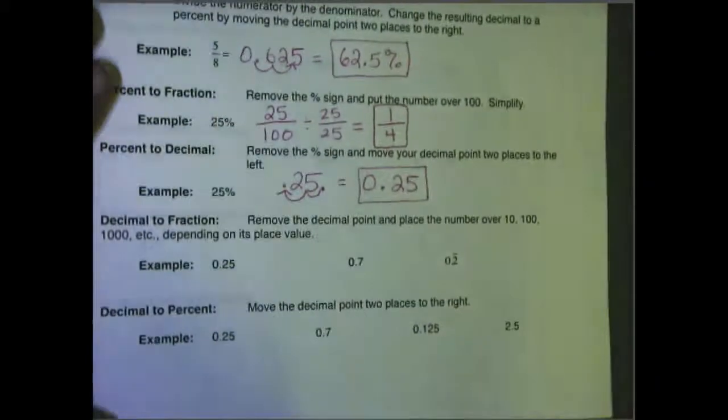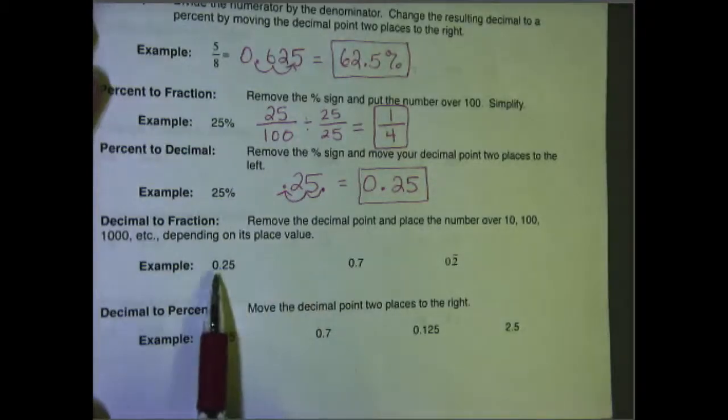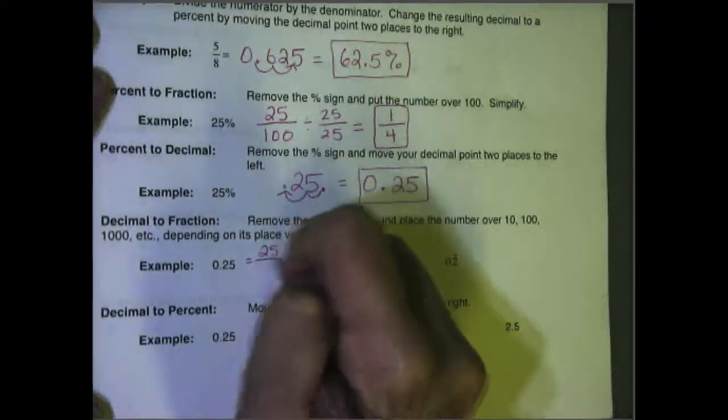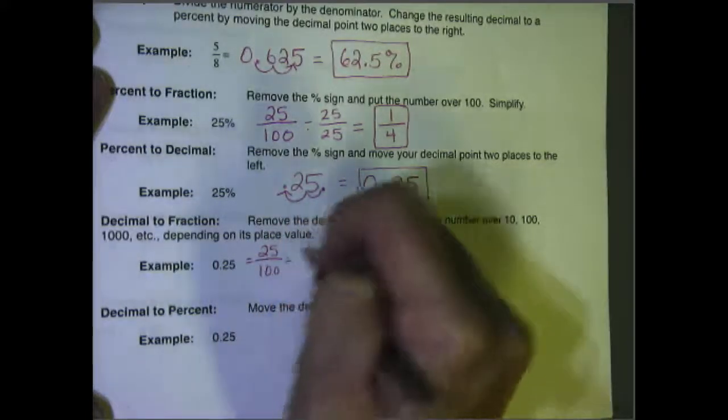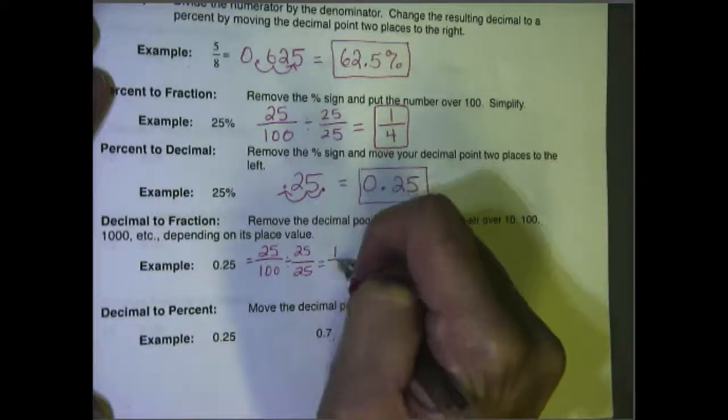Let's change a decimal to a fraction. First of all, we remove the decimal point and we place the number over 10, 100, or 1,000 depending on its place value. So here, if we read this decimal correctly, it's 25 hundredths. So we write 25 over 100, simplify it like we did above by dividing by 25, and our fraction would be 1/4.